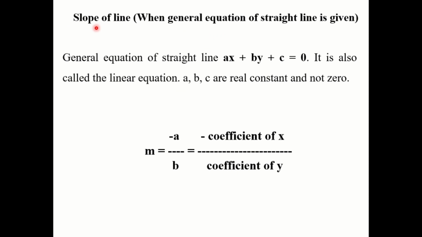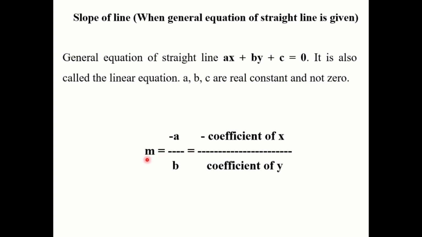Then, slope of a line when the general equation of a straight line is given. What is the general equation of a straight line? The general equation of a straight line is ax plus by plus c equals 0. It is also called a linear equation. a, b, c are real constants, and a, b are not 0. Then how can we find the slope? Remember, we always represent slope by small m.